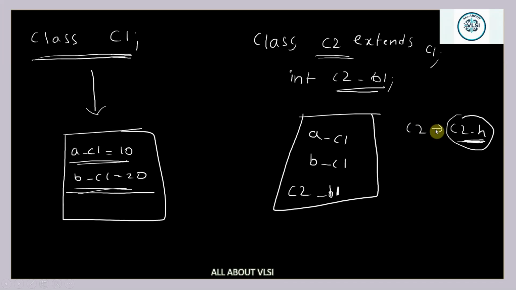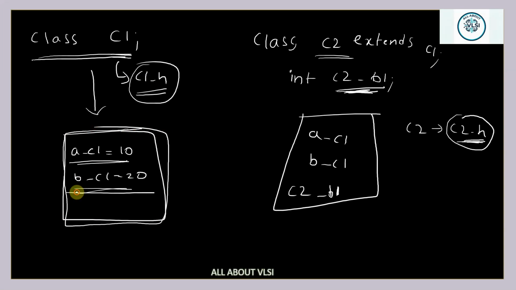Can you see that? Whenever in your child class object you already have parent class properties, that's why you can access them. That is the reason. But if you have a parent class handle, like let's say C1_H, can you access the child class property using the parent class handle? No. Why? Because in your parent class object, if you carefully see, there are no child class properties present. But inside your child class object, you have parent class properties also. That's why you can access them.